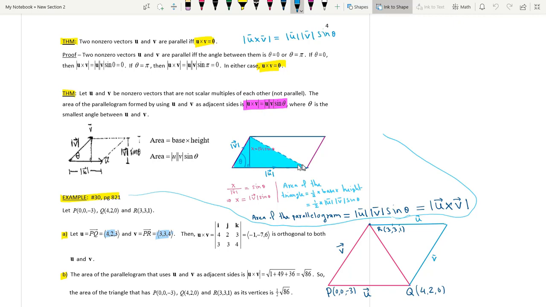So the area of this triangle is 1/2 times base times height, and base is modulus of u and height is modulus of v sine theta. So this is the area of this triangle, and the area of the parallelogram is twice the area of the triangle. So if you multiply this by 2, you will get the area of the parallelogram as modulus of u times modulus of v sine theta, and this is the same as modulus of u cross v.